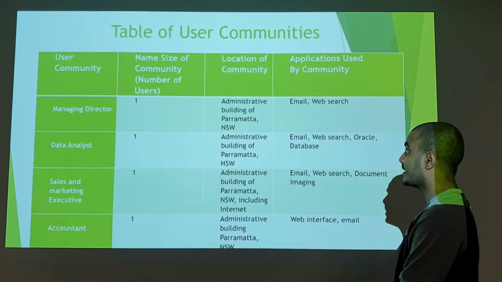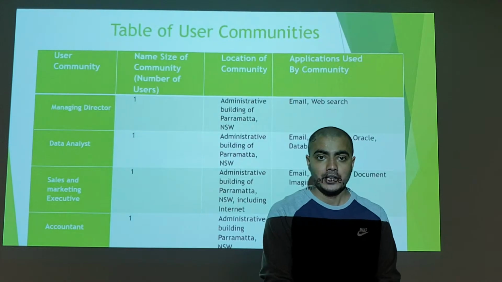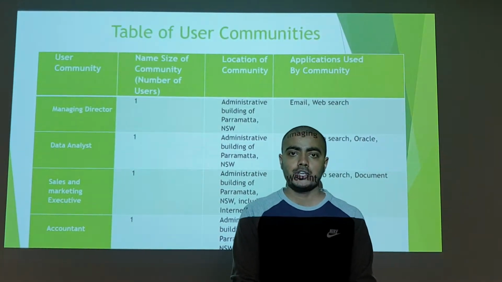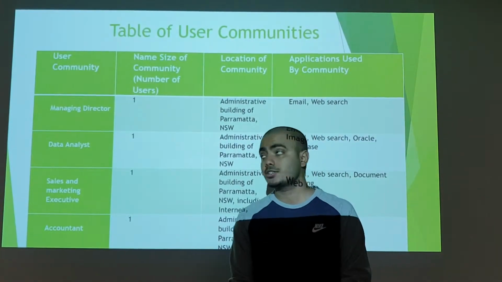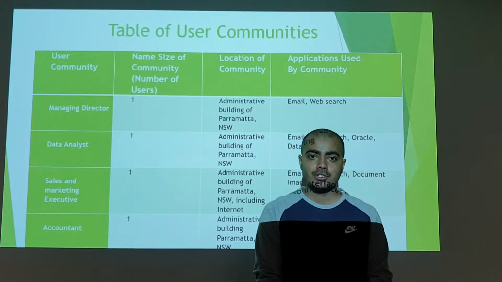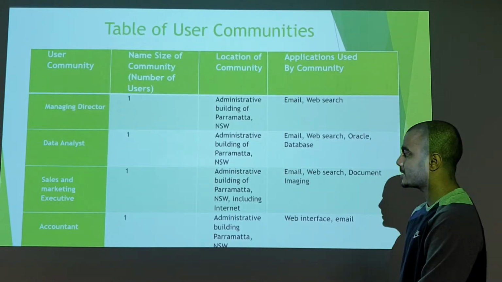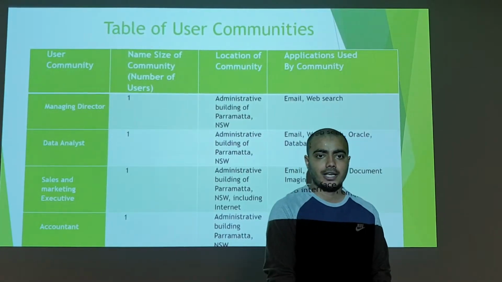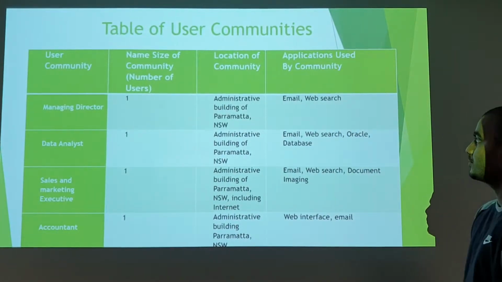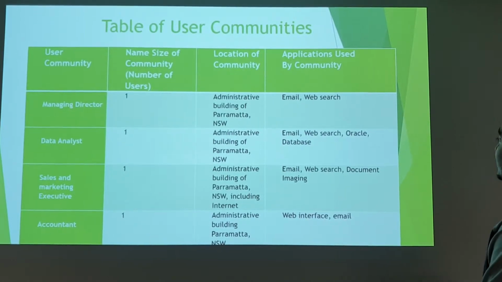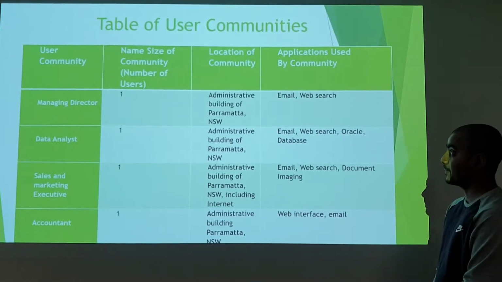Moving into the slide, the first topic of the slide is table of user communities. User communities are the group of people who use the network directly in an organization. Talking about the OS dispatch, the user communities are managing director, data analyst, sales and marketing executive, accountant, collection and location staff. And here we can see the size of the community, location and the various applications that were used by the user communities. Moving to the next slide.